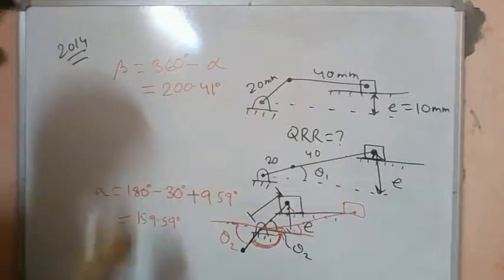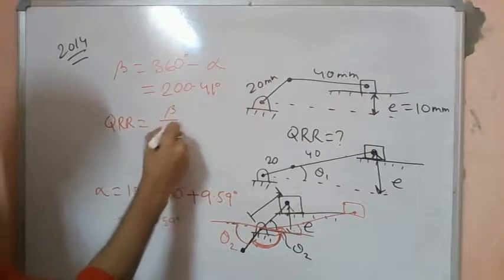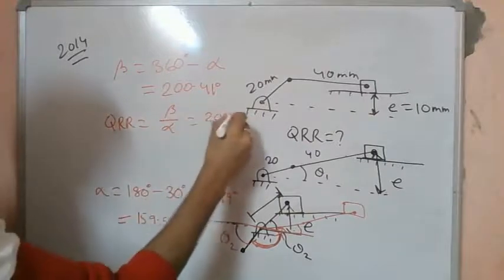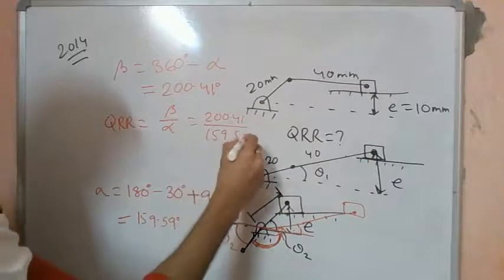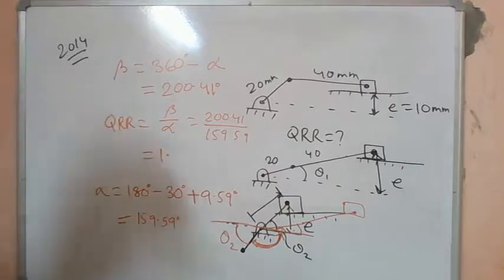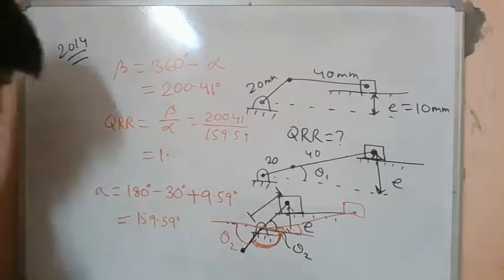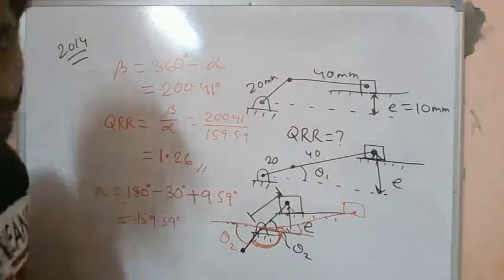So the quick return ratio is equal to beta by alpha, which is 200.41 divided by 159.59. Okay, so this comes out to be 1.26. So this is the solution to the problem.